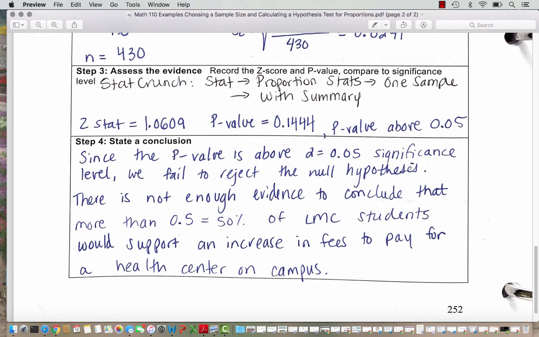Our p-value is above the significance level. Okay, we'll look at some more examples working with proportions in the following videos.